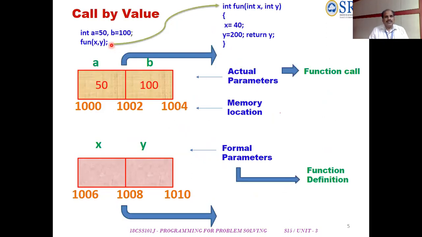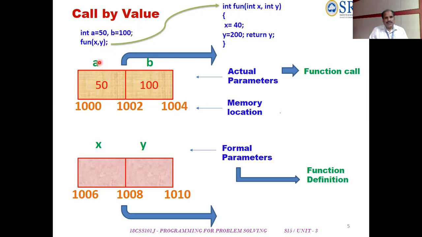This is a simple example to illustrate call by value. Integer a equal to 50, b equal to 100. There is a function fun with x comma y. Here x and y are the formal parameters, int x and int y. This is the called function. The return type is int. Inside, x equal to 40 and y equal to 200, return y. Meanwhile a equal to 50 and b equal to 100.